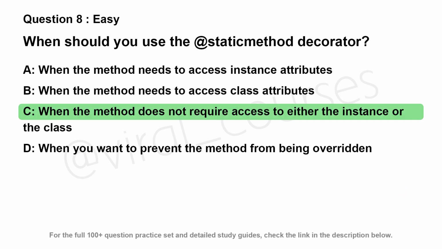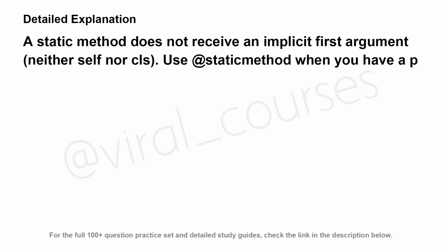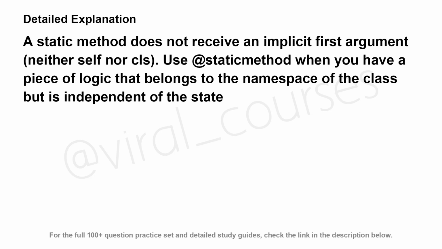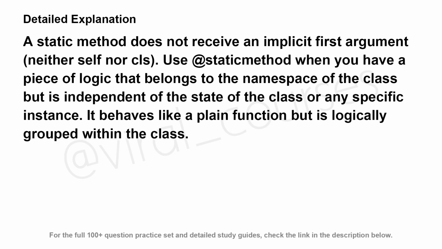The correct answer is C. A static method does not receive an implicit first argument, neither self nor cls. Use a static method when you have a piece of logic that belongs to the namespace of the class but is independent of the state of the class or any specific instance. It behaves like a plain function but is logically grouped within the class.